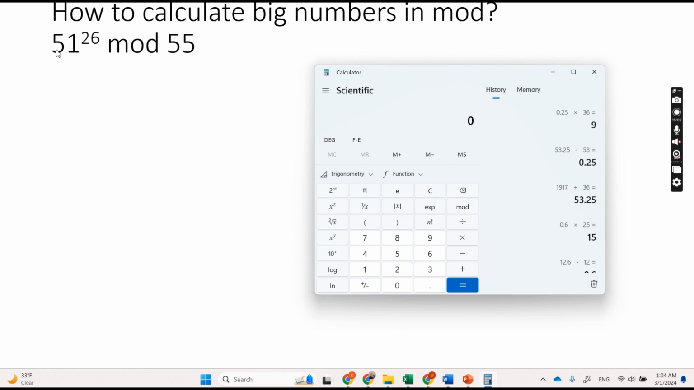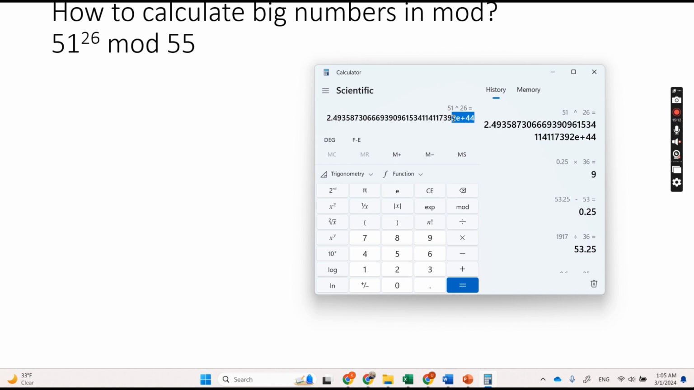So the question says, what if we have 51 to the power 26 mod 55? So 51 to the power 26 is equal to what? It's a huge number, plus e to the power 44, which is so huge that I cannot calculate it within the calculator.